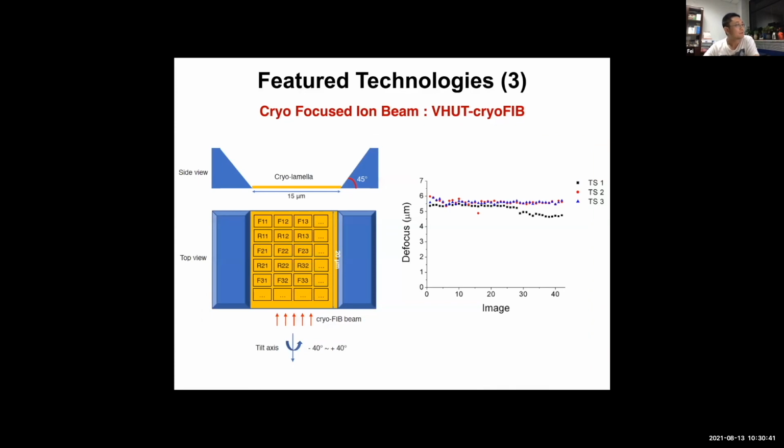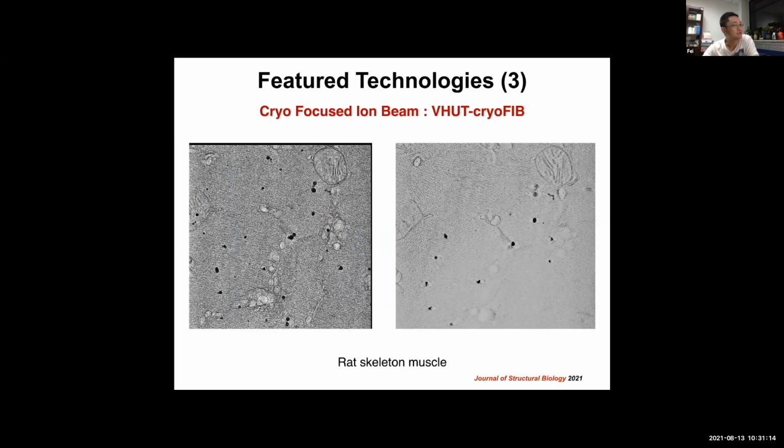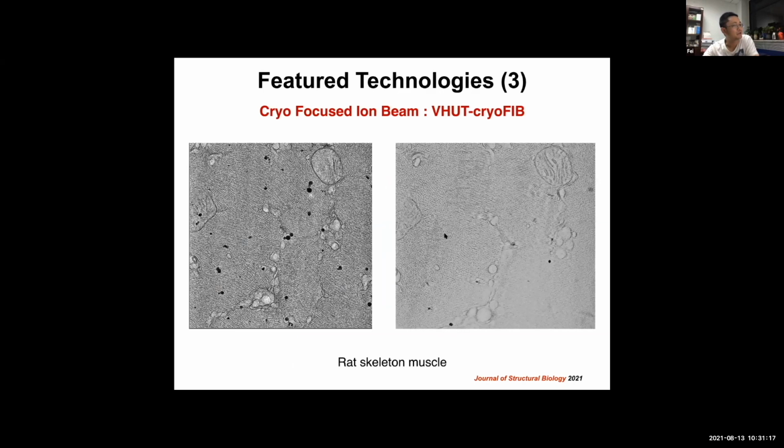And so we cut the tissue block with a tilt angle of 45 degrees, which allows us to collect the tilt series for 3D reconstruction. And we can also achieve a large area of lamella. For each lamella, we can collect dozens of tomography data sets. So it's a kind of high throughput way. And this is an example, some examples we collected using our workflow.